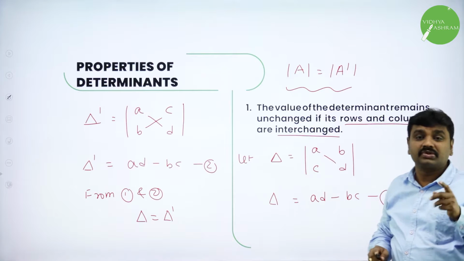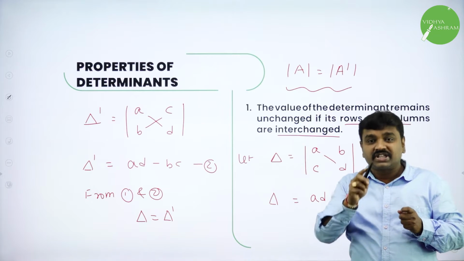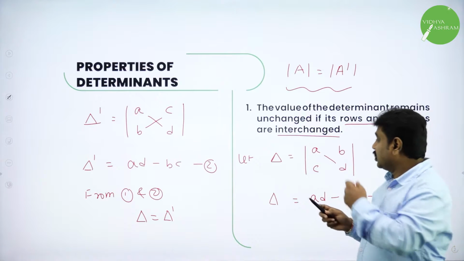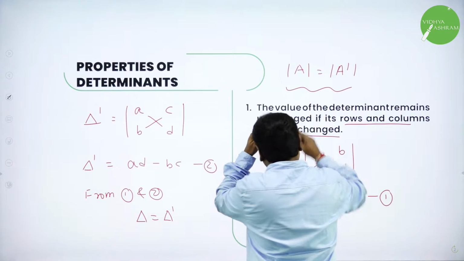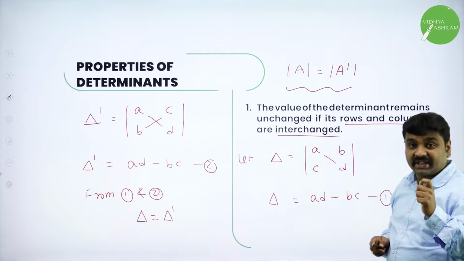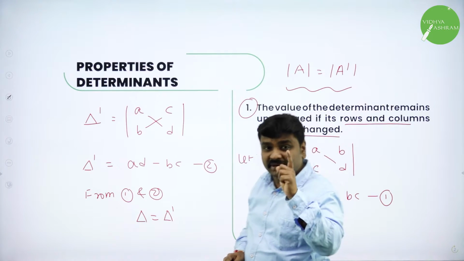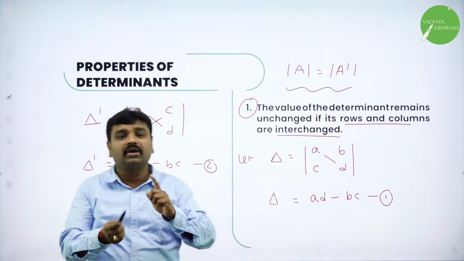What is meant by transpose? You studied in matrices. Transpose means what? A matrix obtained by interchanging rows and columns. So now interchange the rows and column, you will get this. Determinant A equal to determinant A dash, so what is the first property? The value of determinant remains unchanged if you interchange the rows and columns.